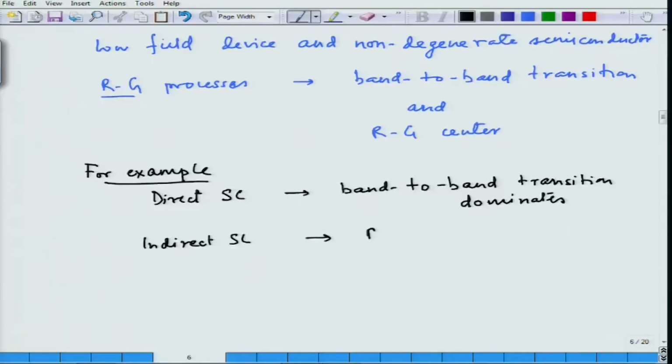On the other hand, if I have an indirect semiconductor, in that case RG center recombination generation dominates. And this is because band to band transition, as we discussed earlier looking at the E-k diagram, is very much less probable compared to the transition through the RG centers in indirect semiconductors. So, the dominant process which we commonly see among all the RG processes that are discussed in devices is band to band and RG center.